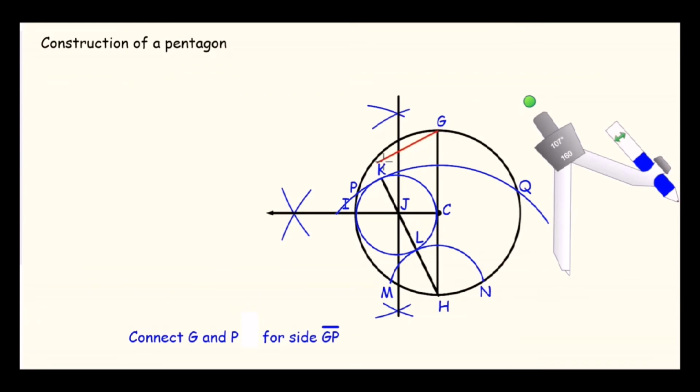Connect G and P for side GP. Connect G and Q for side GQ. Connect Q and N for side QN. Connect P and M for side PM. Connect M and N for side MN. There you have it. We now have our pentagon.